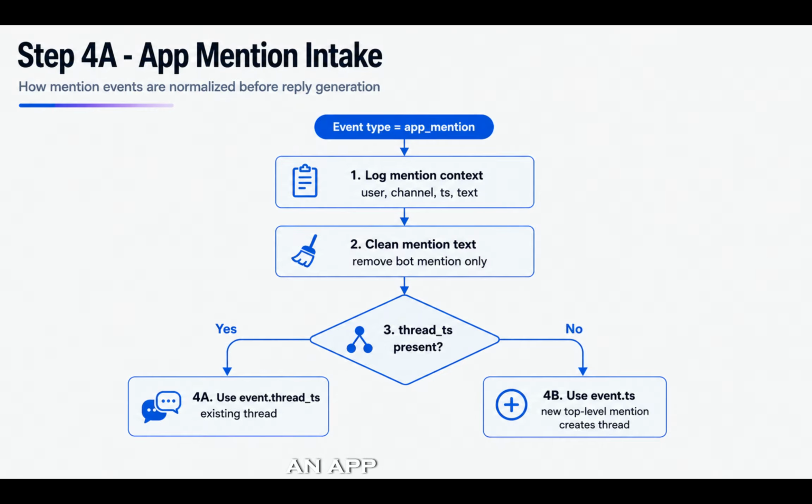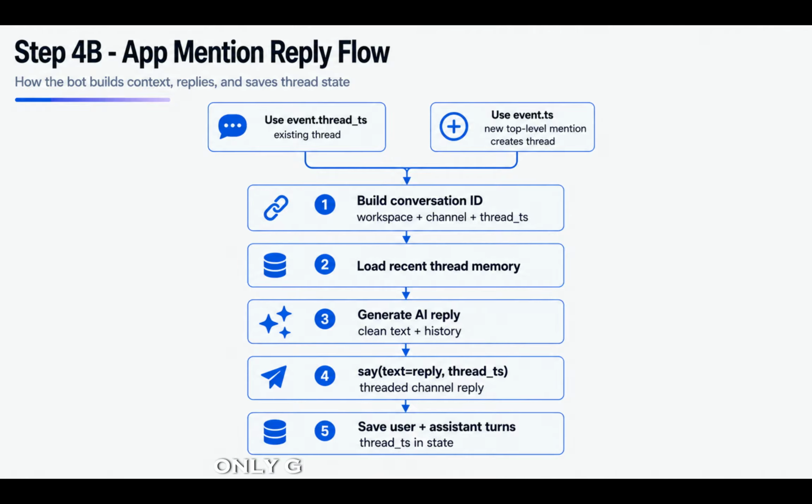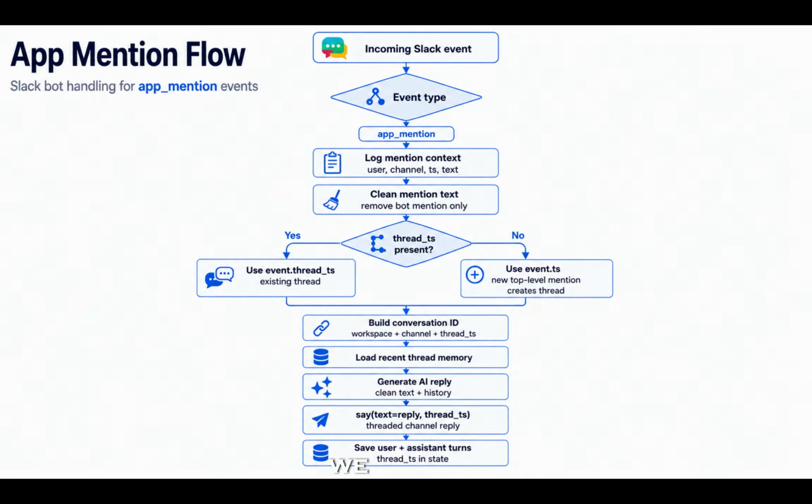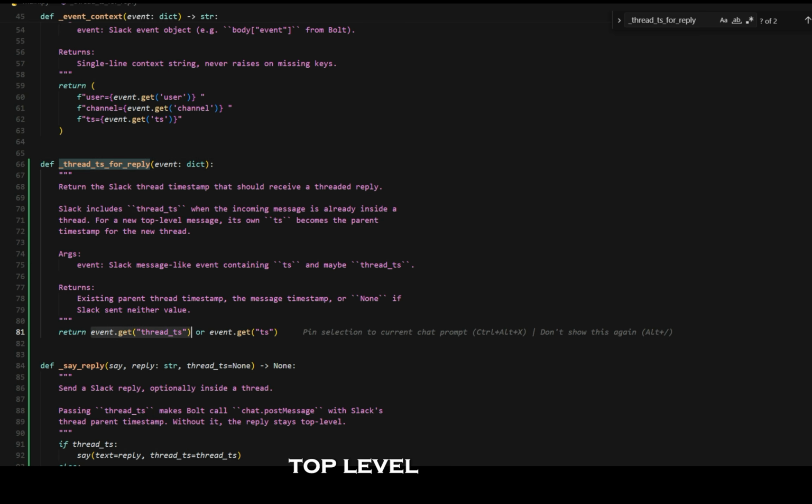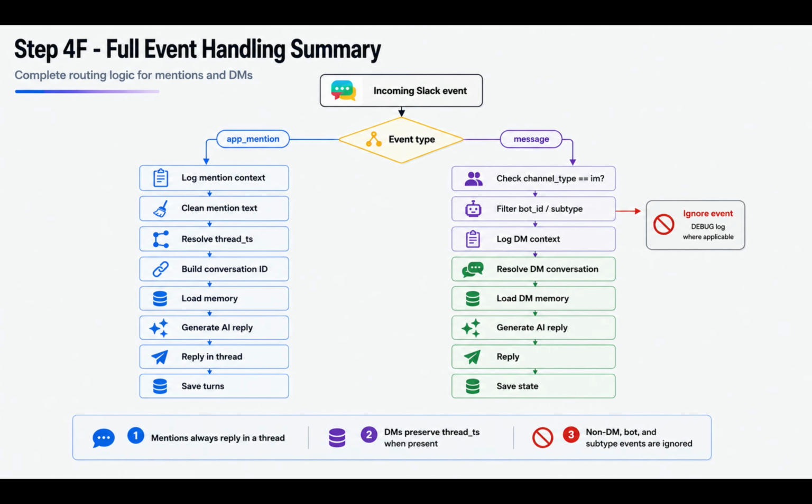When Slack sends an app mention event, we log the user, channel, timestamp, and text. Then we strip only the bot mention so the model only gets the real question. Then we decide where to reply. If the mention is already inside a thread, we reply in the same thread. If it's a new mention at the top level in the channel, we reply under that new top level message, and Slack starts a new thread there.